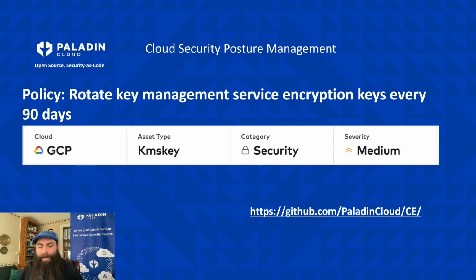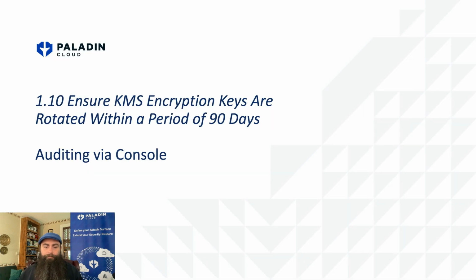Now, we have a policy within Paladin Cloud called Rotate Key Management Service Encryption Keys every 90 days. Paladin Cloud is an open source security as code policy engine that monitors your cloud environments for misconfigurations. Rotate Key Management Service Encryption Keys every 90 days is a security policy that checks GCP KMS encryption keys to be sure they are rotating every 90 days. Since non-rotated keys don't immediately cause a vulnerability, but could do so down the line, we consider this a medium severity security violation. Now that we understand the risk, how can we audit this?